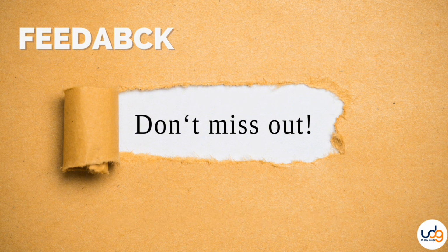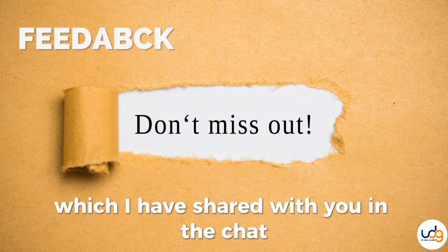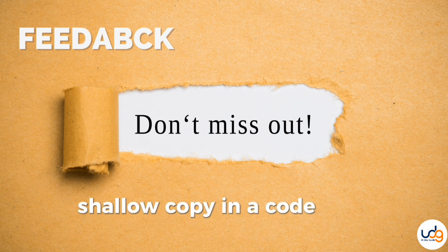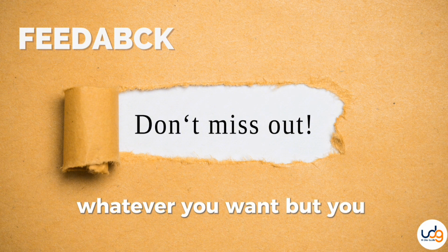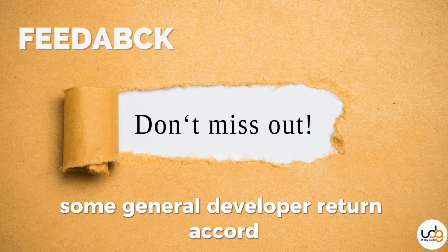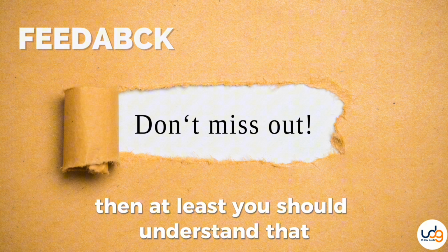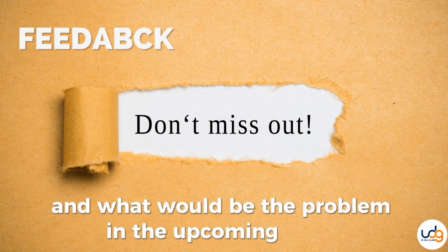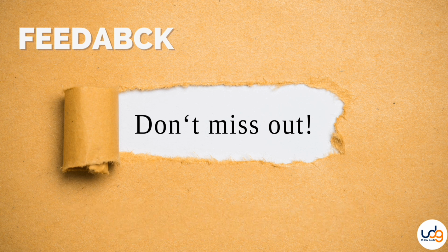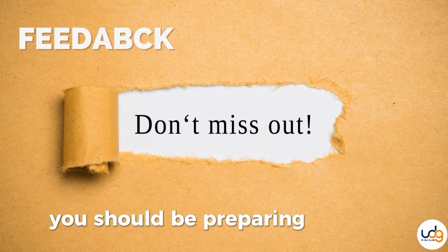Try this example which I have shared with you in the chat once, so you can relate more to what exactly is happening with the state copy, shallow copy. In code, we directly copy everything, whatever you want, but internally we don't think about what exactly is happening. So that's the problem. As a senior developer, you have to think about it. When a junior developer has written code, you should at least understand what exactly it is trying to do and what the problem would be in the upcoming days if something happens. You might have been creating PRs in your project, so someone would be checking your PR, correct? Yes. They give you comments in your PR. That's where these people think like that. So you should be preparing like that.